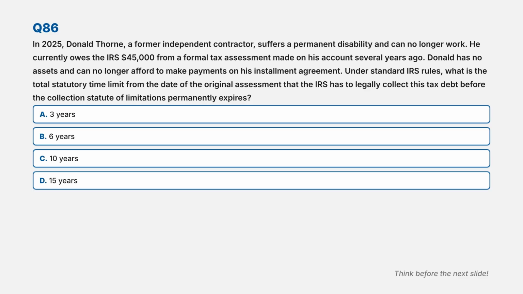Under standard IRS rules, what is the total statutory time limit from the date of the original assessment that the IRS has to legally collect this tax debt before the collection statute of limitations permanently expires? A. 3 years. B. 6 years. C. 10 years. D. 15 years.